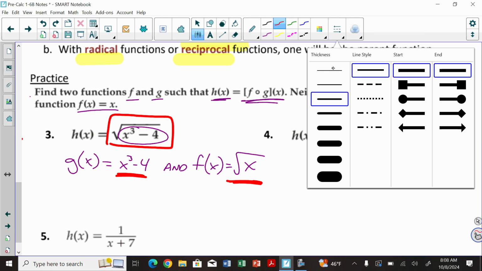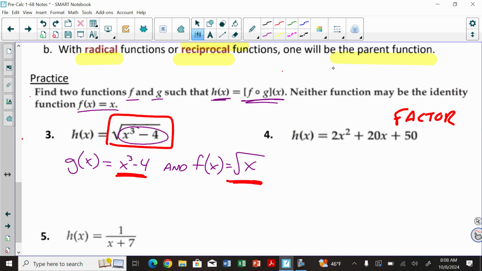All right, so what we'll do here is, I can factor out a 2. And I'll be left with x squared plus 10x plus 25 here. And that happens to be a perfect square trinomial. So I'll have the 2 on the outside, and this is x plus 5 squared.